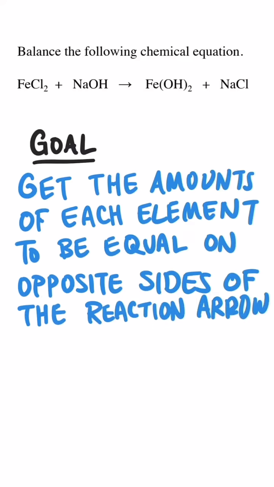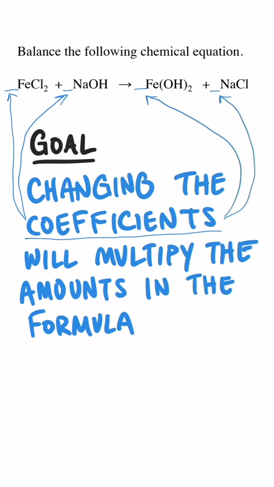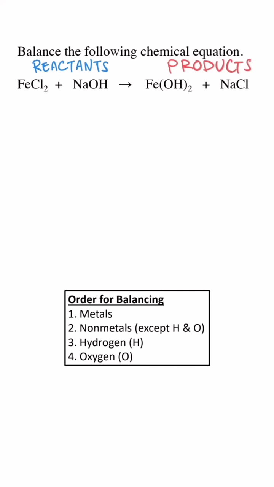The goal of this chemistry problem is to get the amounts of each element to be equal on the opposite sides of the arrow. We do this by changing the coefficient. The coefficients will multiply the amounts. Before we begin, I always list the amounts of each element on the reactant side and then for the product side. First we'll balance the metals, then we balance the nonmetals, then it's hydrogen, and leave oxygen to the end.